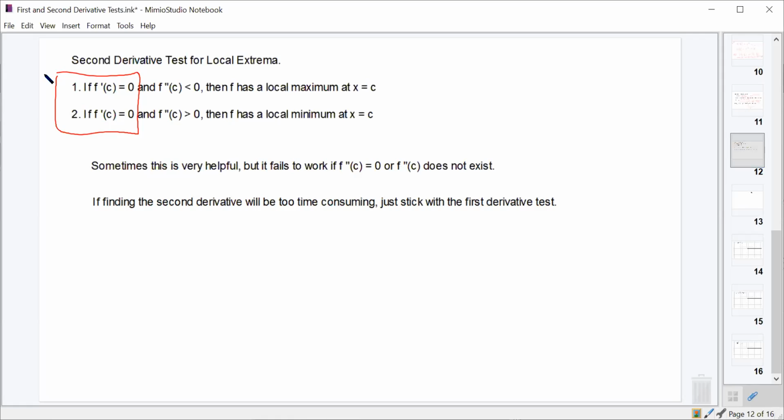It only works if the derivative is 0 at c. Okay? So if the derivative is 0 at some value of c, then you can take the second derivative and see if it is positive or negative, and that will tell you if it's a maximum or minimum at c. A second derivative being negative tells you a maximum at c, and a second derivative being positive tells you a minimum at c, as long as the first derivative was 0.